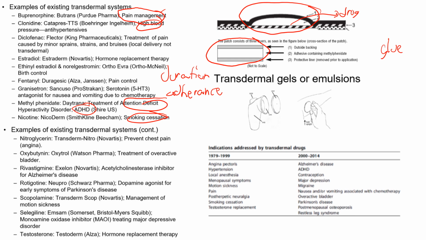And then for matrix patches, it's very similar. The adhesive doesn't contain the drug, but the patch has some kind of film layer that can have the drug, or there's a lot of different ways those work. That's not super important though. Something else are emulsions or gels.